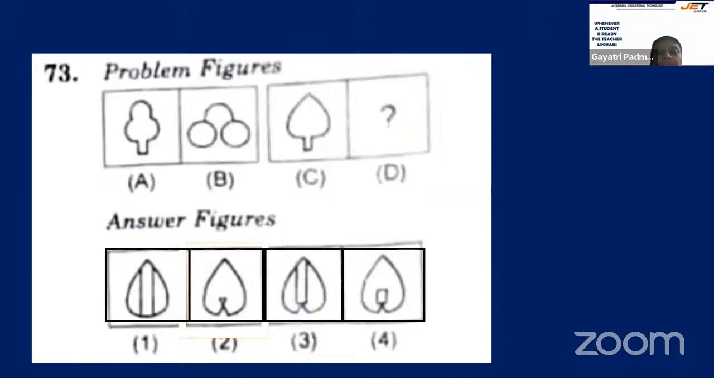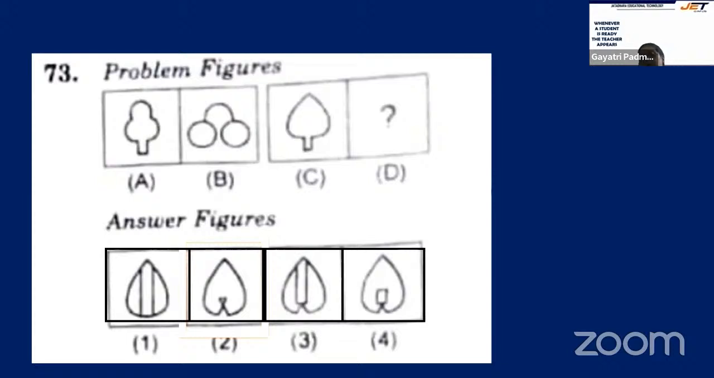Here in the figure you have A, B, C, D. In this you have a tree-like figure, and in the second one, each one is taken separately. In the C part, you have a leaf-like figure. So what could be the fourth one? You need to separate it. That's what it says.